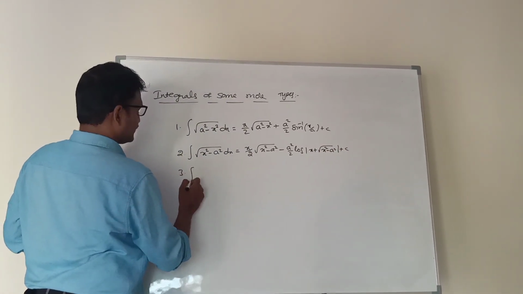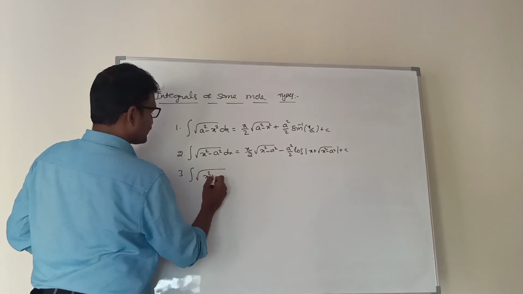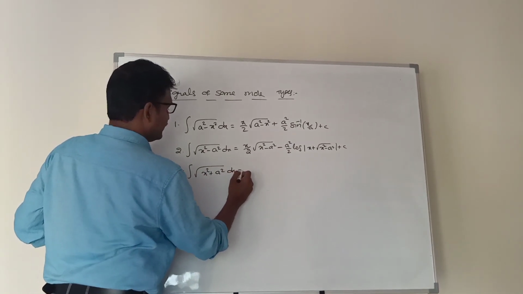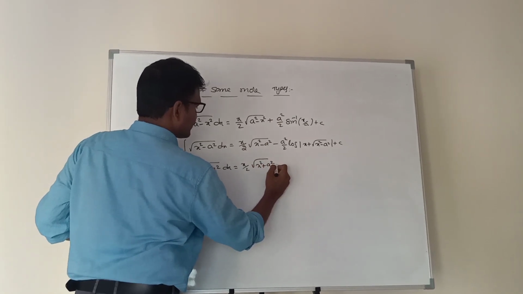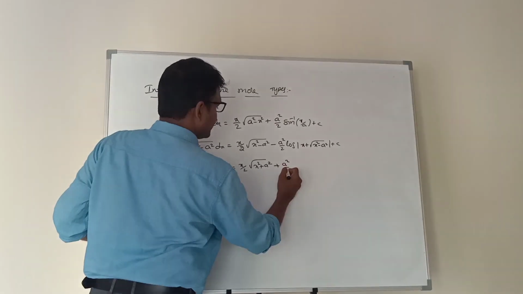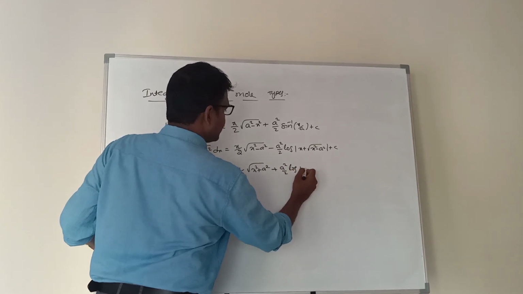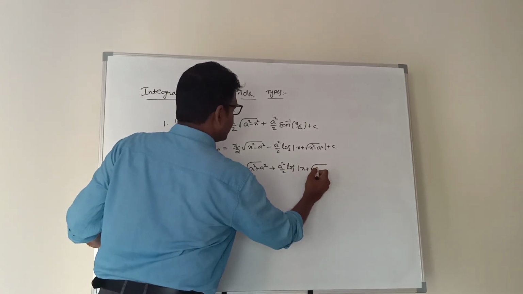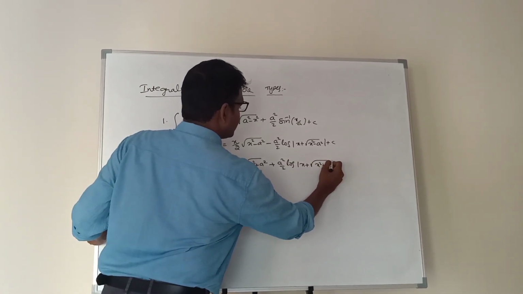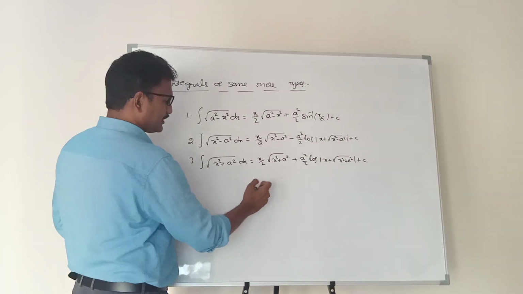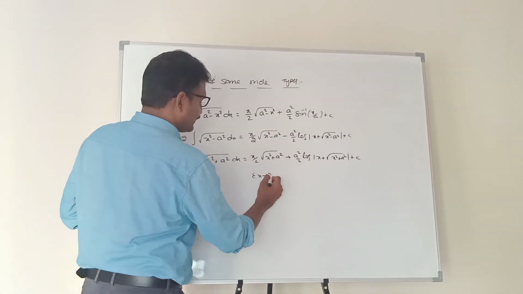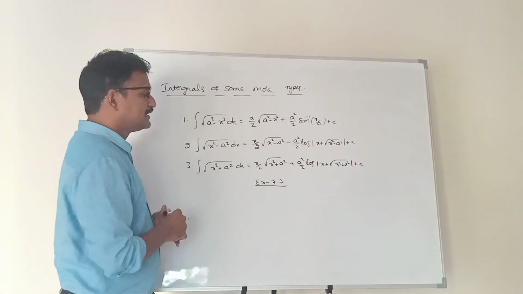Third formula is integration of root of x square plus a square dx is equal to x by 2 into root of x square plus a square plus a square by 2 into log mod x plus root of x square plus a square plus c. So based on these three formulas, we are going to solve exercise 7.7 in NCERT textbook.